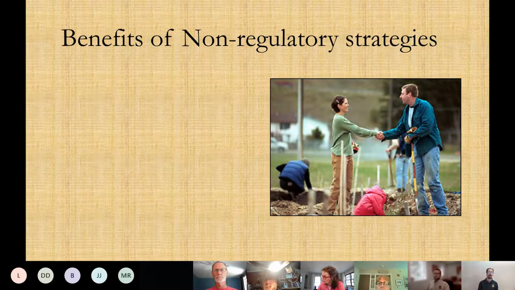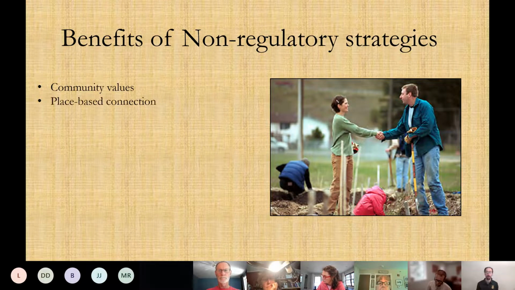Okay, to wrap up non-regulatory strategies, let's go over the benefits of them. First and foremost, they're going to align with community values. The community interests are at the heart of successful non-regulatory strategies. These tools are going to build place-based connections. And when we connect people to the place they live and care about, they're going to want to be involved in that planning process.